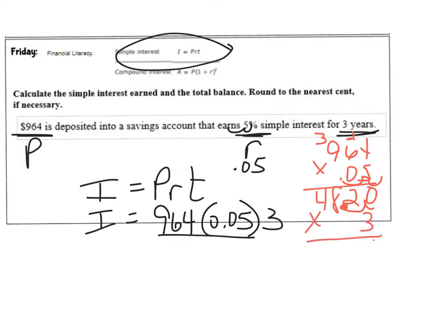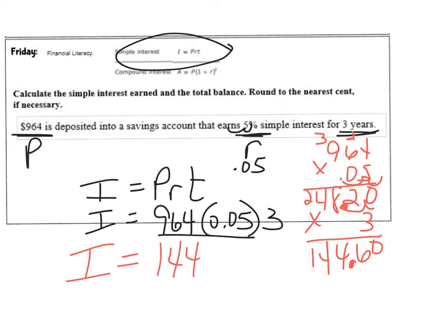So then that's going to be 0, 6, 24. 3 times 4 is 12 plus 2 is 14. So again, you have 2 decimal places. So the interest is going to equal 144 dollars and 3 cents. And that is how you solve for simple interest.